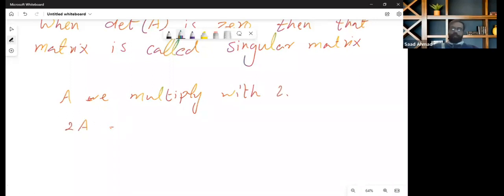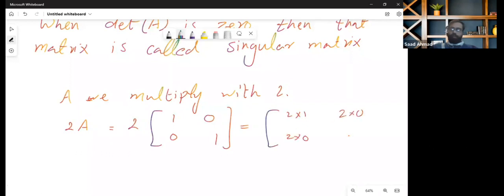Let's say we have 2, and then I write an A, just for the example, let's say the identity matrix, okay? So how do we multiply this? The 2 gets multiplied with every entry: 2 times 1, 2 times 0, 2 times 0, 2 times 1. So the 2 gets multiplied inside with every entry, so it's 2, 0, 0, 2, like that. All right. So this is 2 times A. Similarly, you can do 3 times A or any number times A.